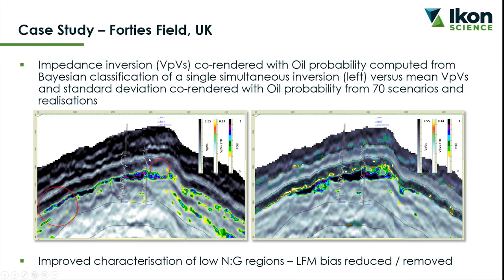Because of all of this averaging, and the averaging that happens during the low pass filtering of the model, we also limit ourselves, particularly in areas where we've got low net to gross, because again, we have similarity in the acoustic impedance between shale and oil reservoir, but we've got a fixed starting point. So the inversion can't start more to one side or the other side of the impedance spectrum. So we end up just with a result that says there's not very much oil at that location.